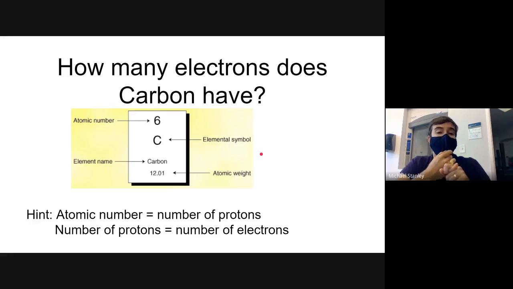So, first question that I want to ask you guys: how many electrons does carbon have? We were just talking about electrons. How many electrons are in one atom of carbon?